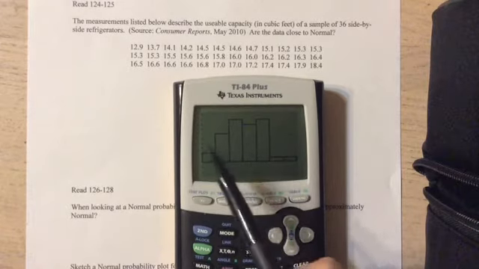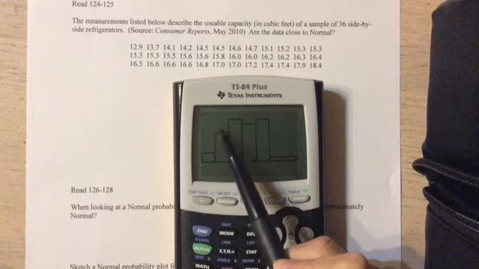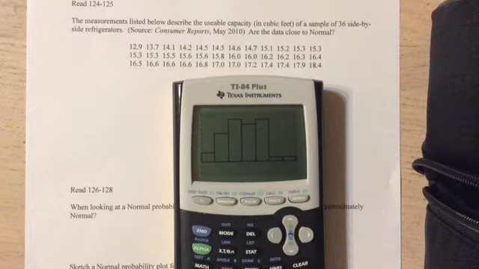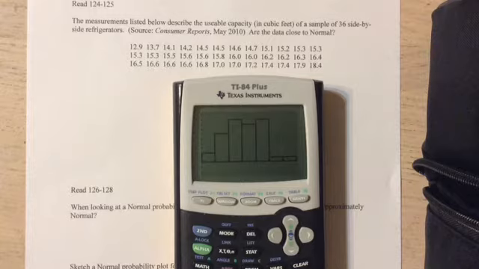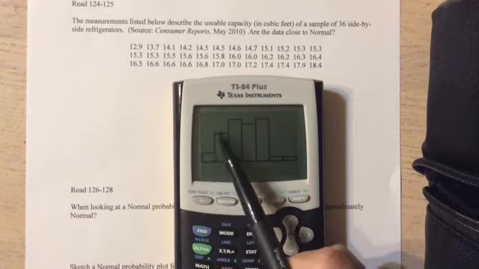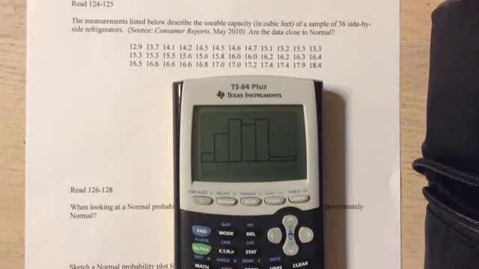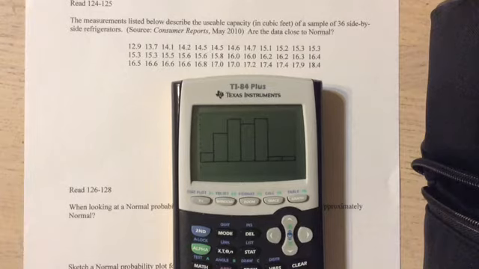Now let's take a look at this graph. If we were to draw a smooth curve over the top of this graph, we would see the shape of this graph would be unimodal and symmetric. The curve would represent the distribution, and in this case, we have a normal distribution. I want you to copy the graph from your calculator onto your notes. Go ahead and pause the video while you copy the graph onto your notes.